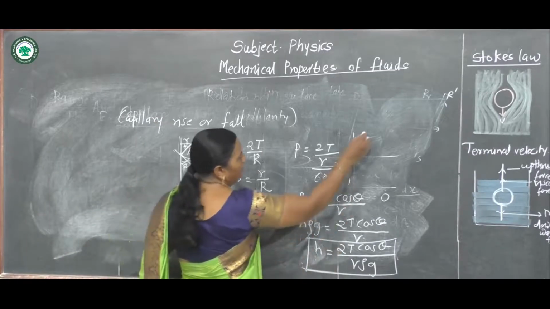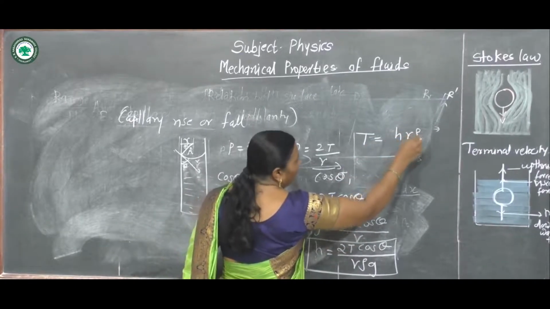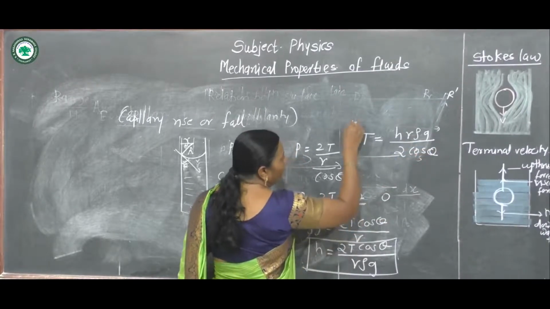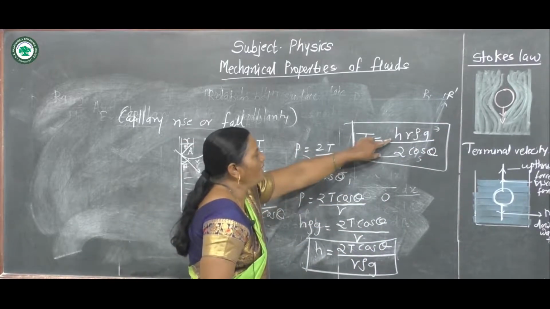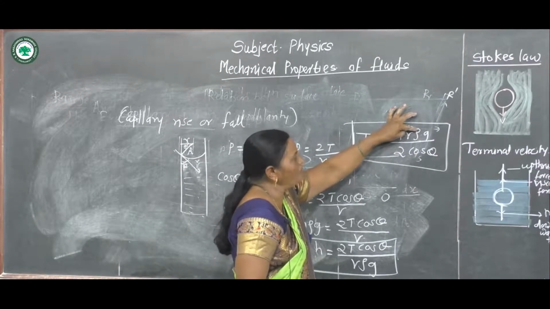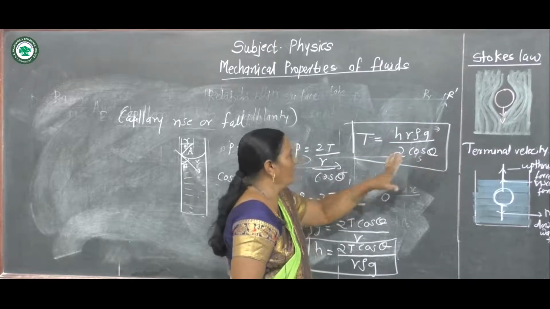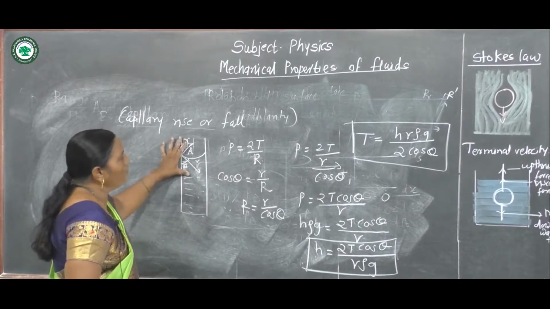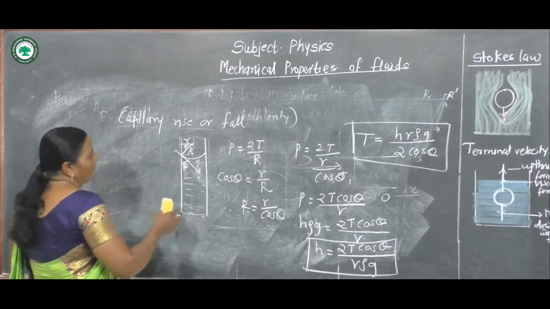Now from this we can write the surface tension. T is equal to h r rho g divided by 2 cos theta. This is the formula for surface tension, where T is the surface tension, h is the height, r is the radius of the capillary tube, rho is the density of the liquid, g is the acceleration due to gravity, and theta is the angle of contact. This is the capillary rise or fall by the pressure method. Now we see the next method.